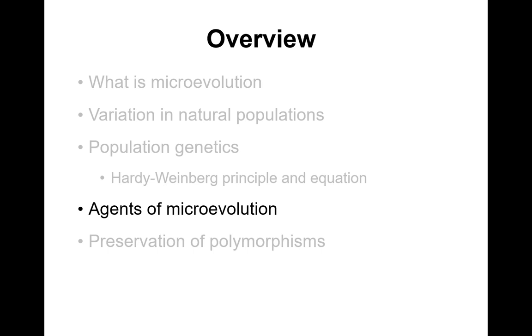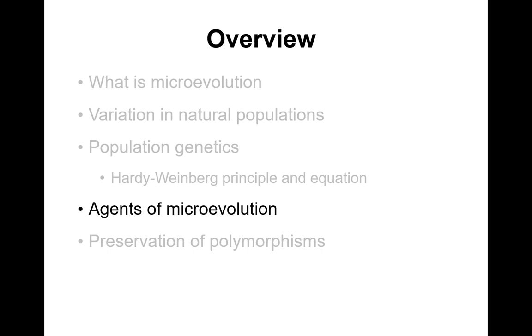equation, which allows you to figure out what the frequencies of the genotypes and the alleles should be in a population if this population is at equilibrium, so if it's not undergoing evolution. So what we're going to talk about now instead is what those factors, those agents, are that ultimately cause microevolution in a population, so that either introduce new variants or change the frequency of the existing variants.